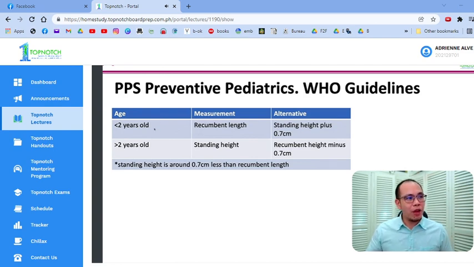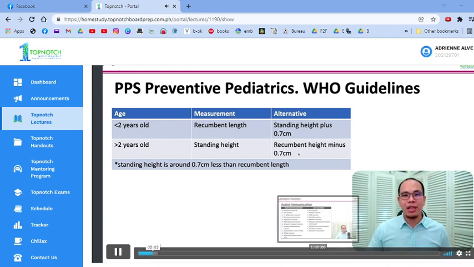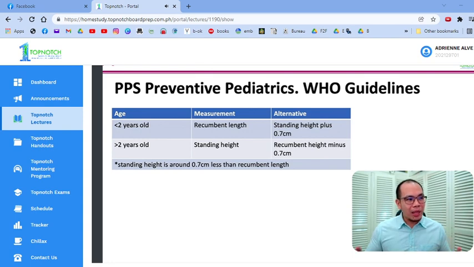And the same is true if you have a patient that is 3-year-old pero hindi makatayo. So for example, may cerebral palsy yung patient mo. Hindi siya makatayo, nakahiga lang siya. What can you do? You can get the recumbent length. When it's recumbent, we call it length. Recumbent length minus 0.7 centimeters. Is that clear? Again, the premise is the standing height is usually 0.7 centimeters less than the recumbent length. So hope this is clear.